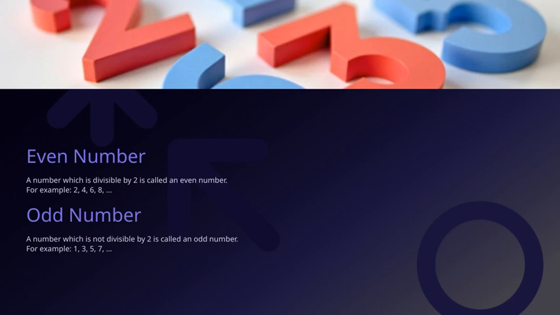Now, moving on to odd numbers. These are numbers that are not divisible by 2, meaning when you divide them by 2, you end up with a remainder. Examples include 1, 3, 5, and 7. Recognizing whether a number is even or odd is fundamental for understanding many mathematical patterns and operations. Connecting this to our overall theme, understanding even and odd numbers helps us grasp the structure of numbers and their relationships, which is essential for more advanced topics later on.